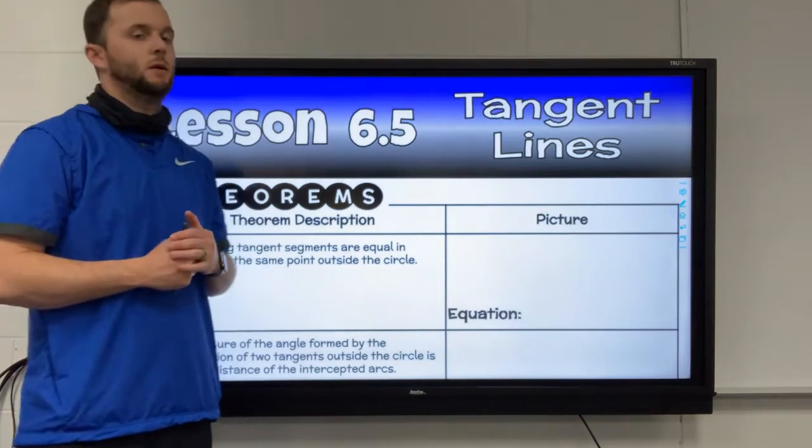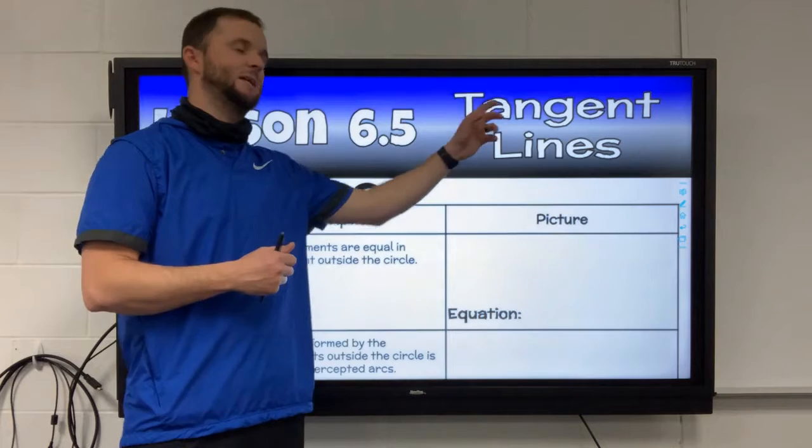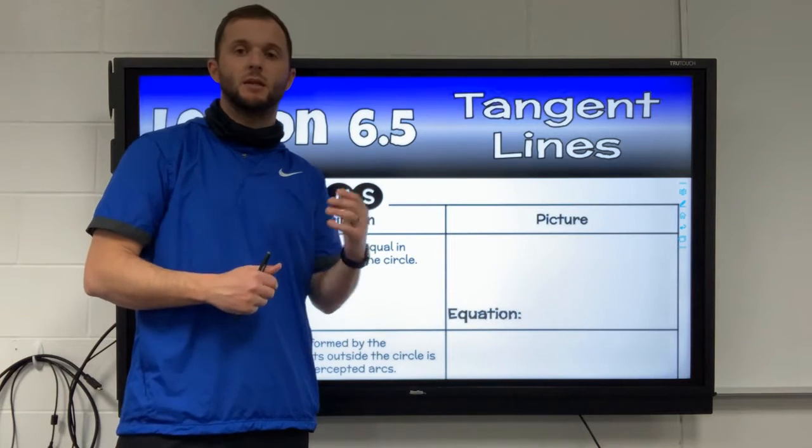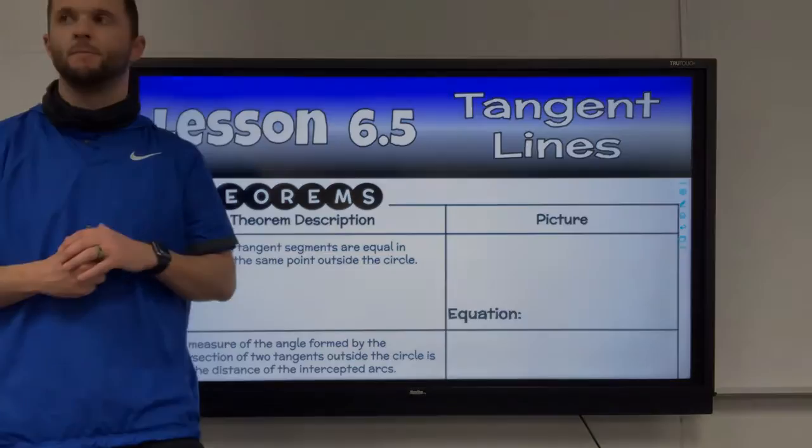We're moving on to lesson 6.5, which in circles, there's going to be something called tangent lines. So let's look into this, and it's just going to add to the stuff that you can use whenever you're dealing with circles. Let's jump into it.